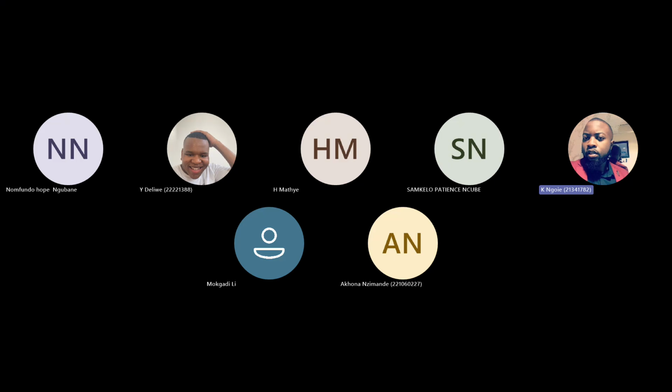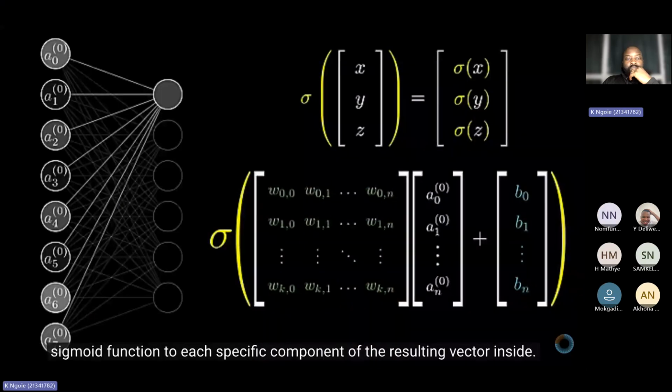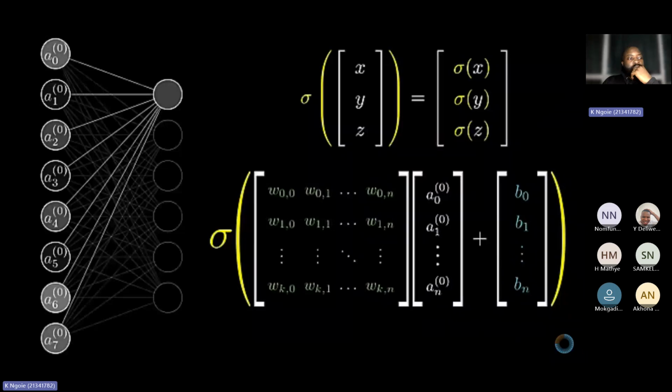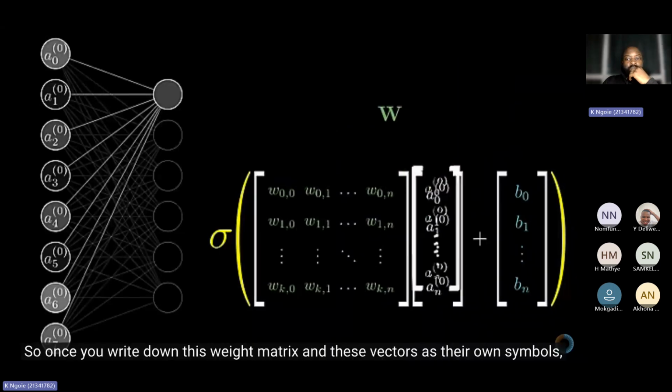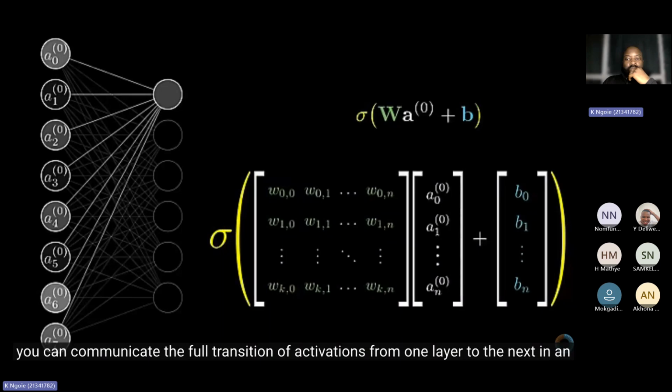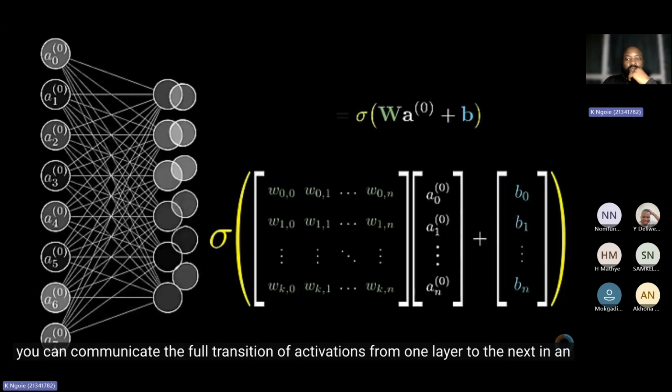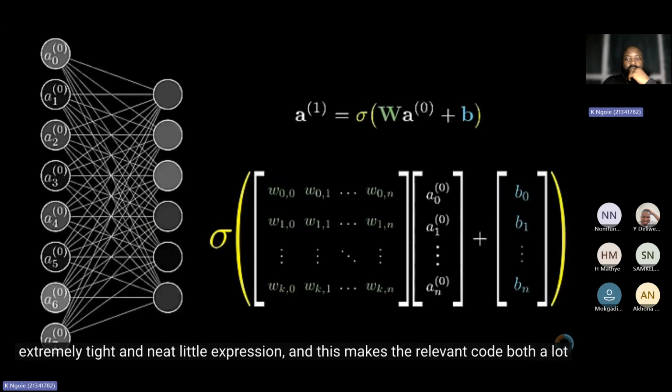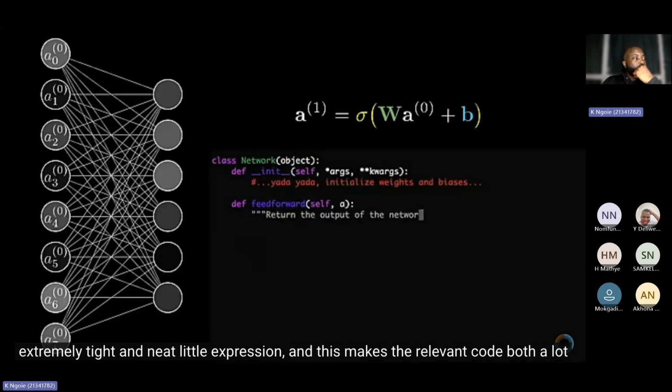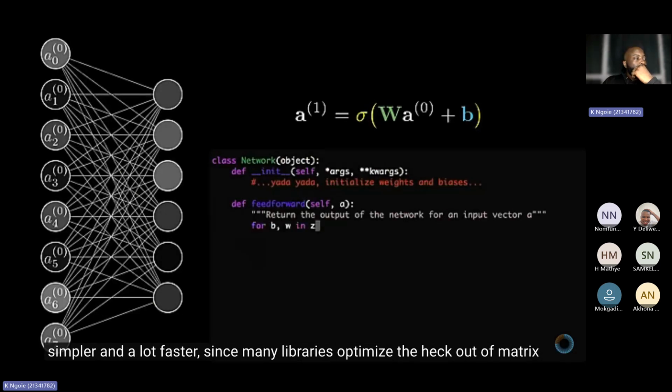Each specific component of the resulting vector inside. So, once you write down this weight matrix and these vectors as their own symbols, you can communicate the full transition of activations from one layer to the next in an extremely tight and neat little expression. And this makes the relevant code both a lot simpler and a lot faster, since many libraries optimize the heck out of matrix multiplication.